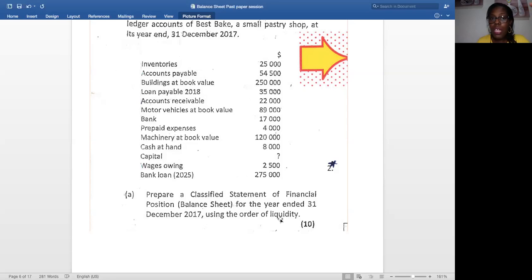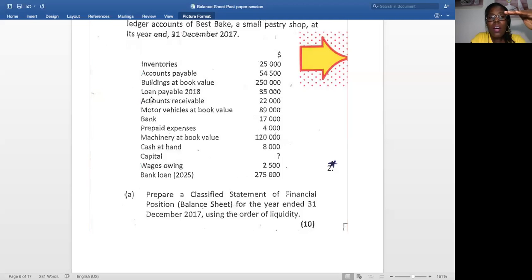So the balance sheet can be horizontal, it could be vertical, it could be simple, it could be classified, and then it can also be in order of liquidity or order of permanence. And permanence meaning that you're going to put the most permanent thing at the top. So that's something that you're not going to move, you're not going to sell easily. It's going to take you some time to even sell it if you have to sell it.